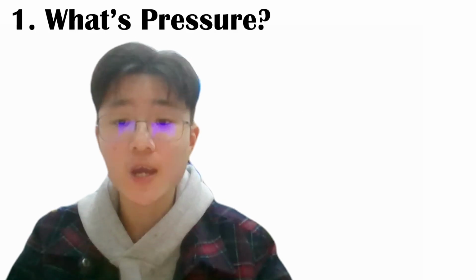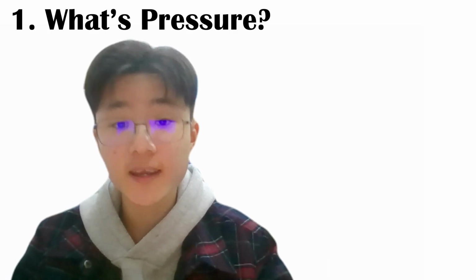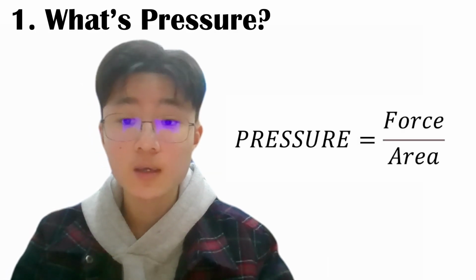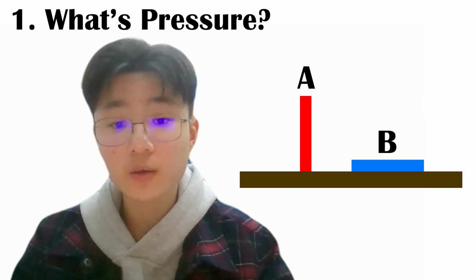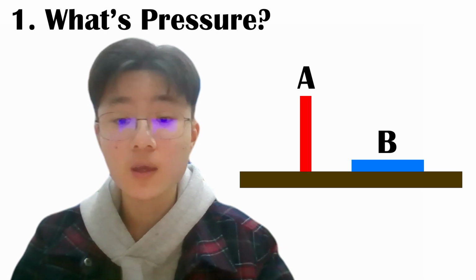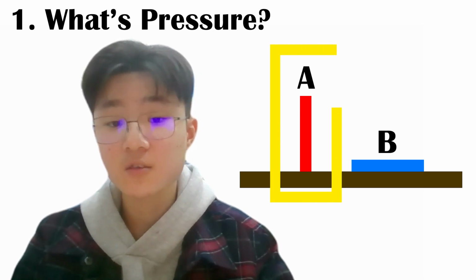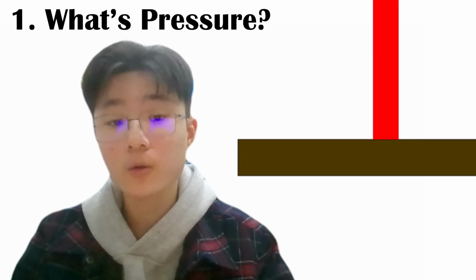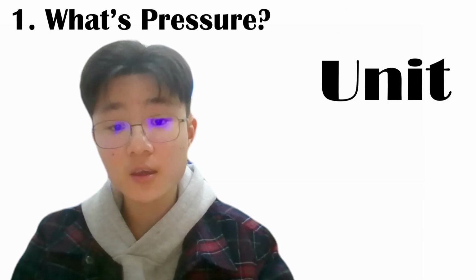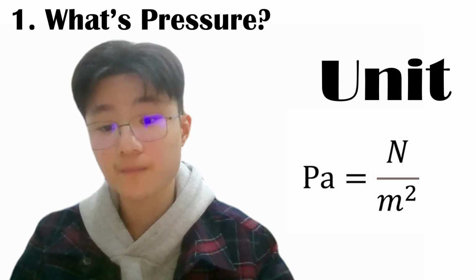So, what's pressure? Pressure is defined as force over area. It's the amount of force exerted on an area. If A and B are exerting the same amount of force on the ground, you can say A is exerting greater pressure, because the contact area is narrower than B's. The SI unit of pressure is the Pascal.